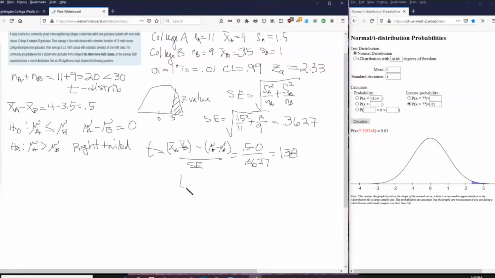So now I have my z-score and my t-score, so I can do my first test, which I'm going to compare. I want to know if my t-score is greater than my z-score of alpha, then I'm going to reject the null hypothesis. So I have my t-score is 1.38, and my z-score is 2.33. My z of alpha is greater, so this is going to tell me to not reject the null hypothesis.